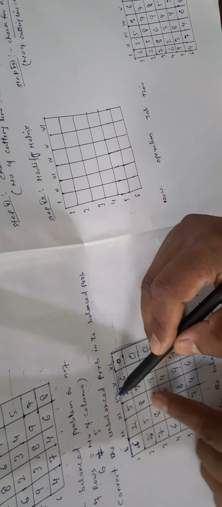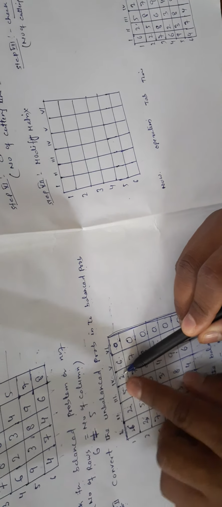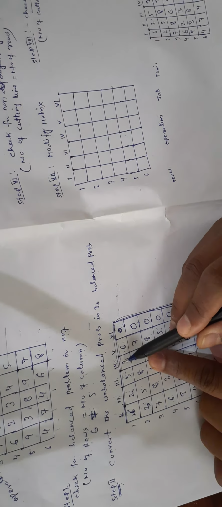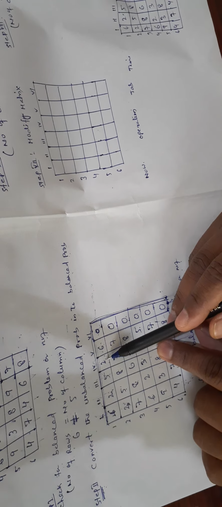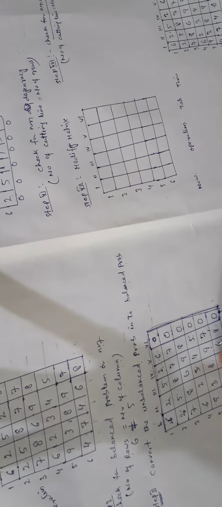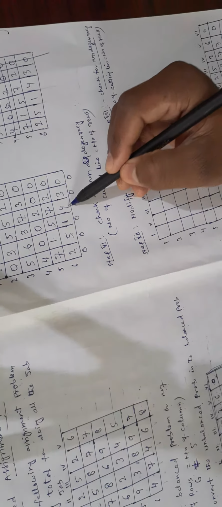And next, the fourth column: the least value is also 2. So 2 minus 2 is 0, here is 0. Next, 7 minus 2 is 5, here is 5. Next, 9 minus 2 is 7, here is 7. Next, 4 minus 2 is 2, here is 2. Next, 9 minus 2 is 7, here is 7. Next, 6 minus 2 is 4, here is 4.